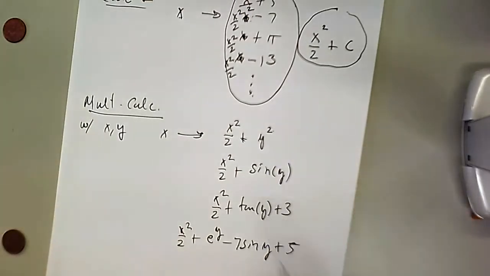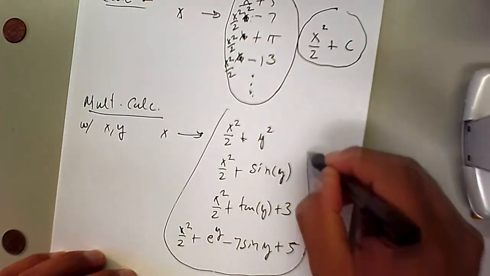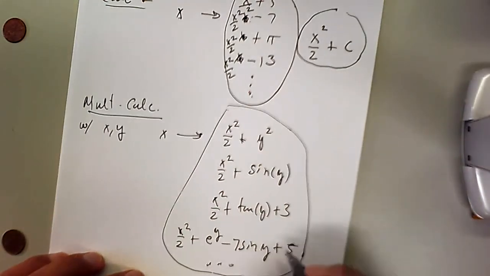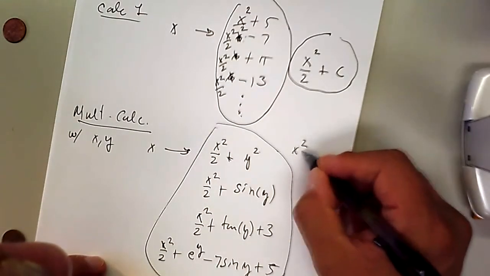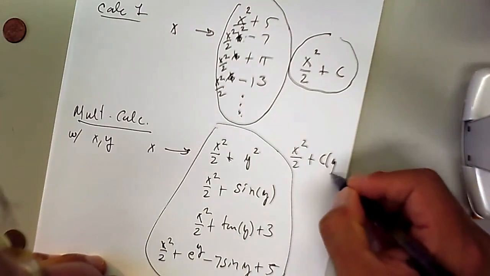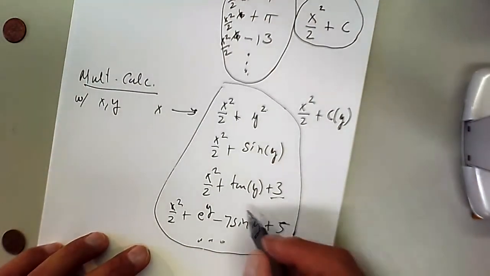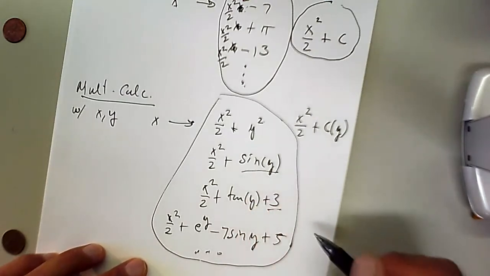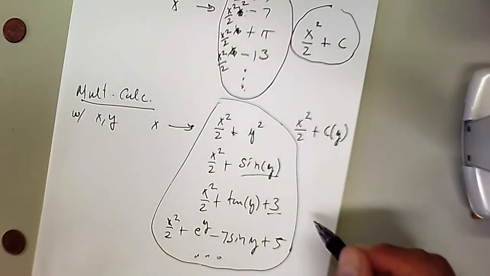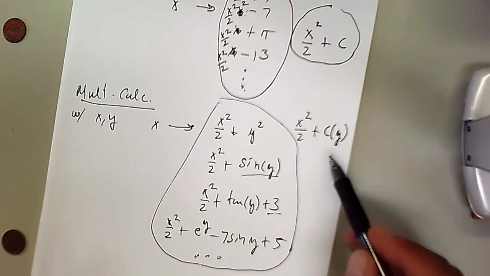So be aware of the antiderivative. In general, all of this, and there are many, many more of those, will be represented by x squared over 2 plus a generic function of y. That function of y may have constants or not as terms. So going backward can be complicated.